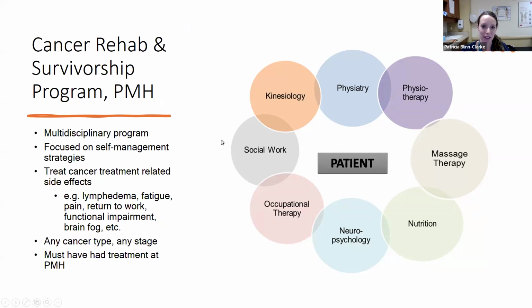So, it's already been mentioned a little bit about where I work, but just a little bit more about my program for a bit of context. The Cancer Rehab and Survivorship program at Princess Margaret Cancer Center. We are a multidisciplinary team, and we're focused on treating the side effects of cancer treatment. So things like lymphedema, fatigue, brain fog, range of motion difficulties, emotional difficulties, all sorts of different things that can come up with cancer treatments.